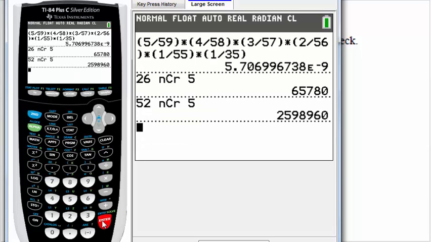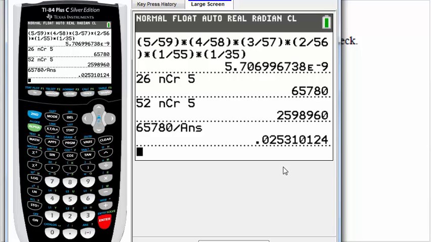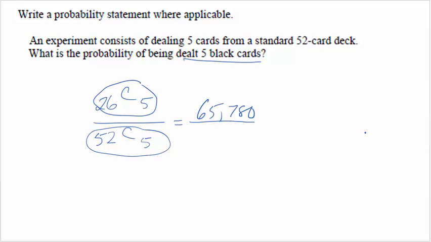and we get the answer. Well, all we're going to do now is divide that 65,780, because that's in the numerator, by that answer, don't we? You can hit second negative sign, and that's the answer. And there is our probability, about 0.025, which is the same as there's about a 2.5% chance that you'll get all black cards when you're dealt a 5 card hand.